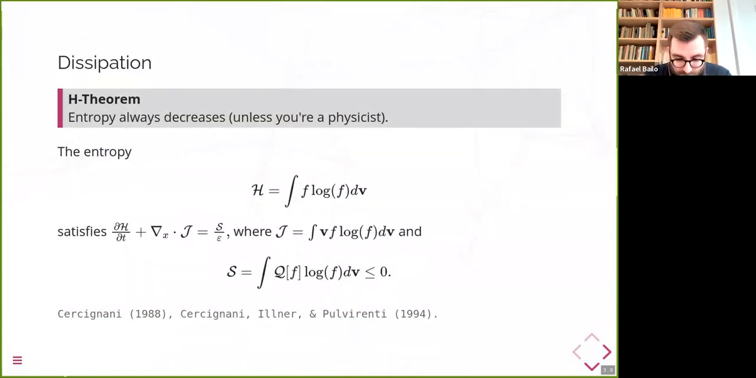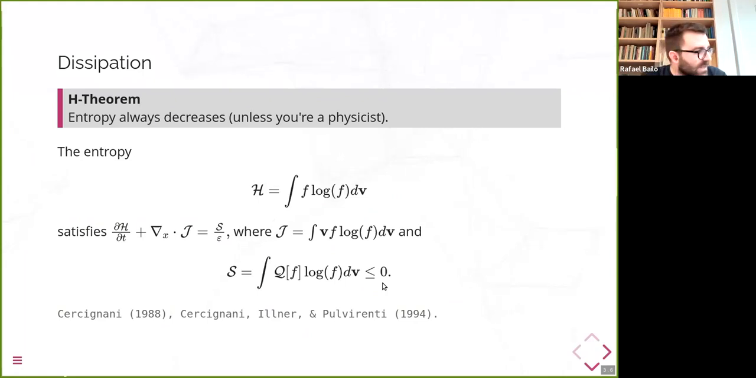Many people here again know about this, but it's worth stating it. Entropy always decreases unless you're a physicist, because they have a minus in front of it. We have a quantity, and this quantity, because we're considering an inhomogeneous kinetic equation, is not enough to just define the entropy integrated in velocity. This entropy satisfies a complementary PDE, but its integral in space is dissipated. And this boils down to this special property of the collision operator, which is that its integral against the logarithm is always non-positive.